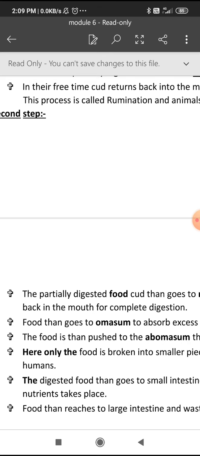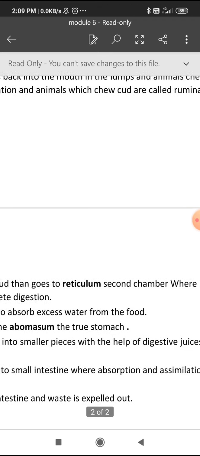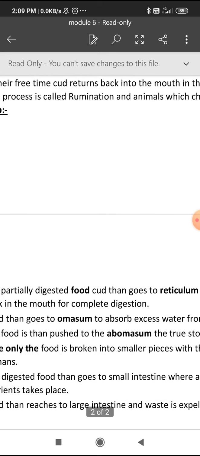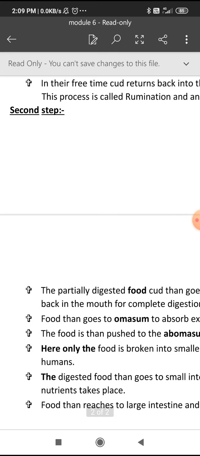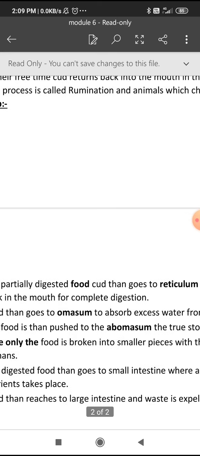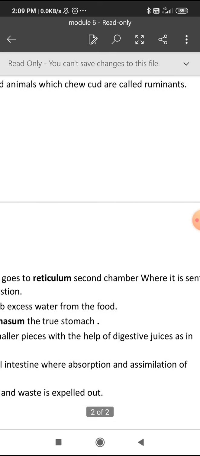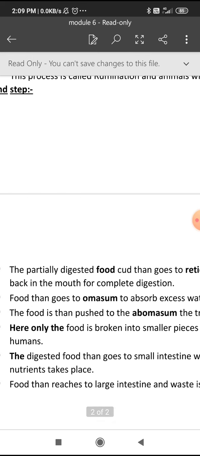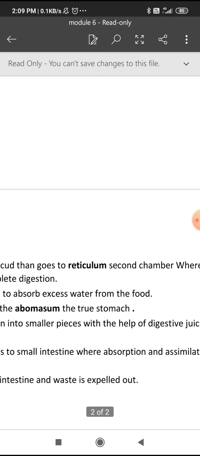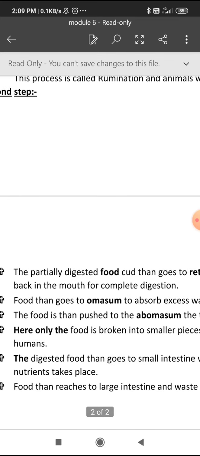It is here that the food is broken into smaller pieces with the help of digestive juices, as in human beings. That process takes place in the small intestine. So the digested food then goes to the small intestine, where absorption and assimilation of the nutrients takes place, and food then reaches the large intestine and waste is expelled out.